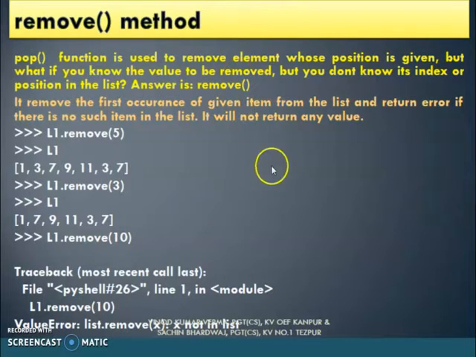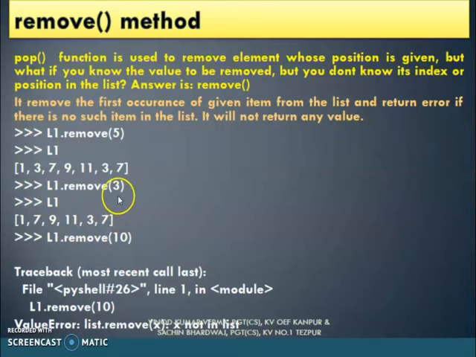It will not return any value. The remove method does not return any value. It only removes the first occurrence of the given item from the list. If there is no such item, then it will raise an error. See here, L1.remove(5). L1 is 1, 3, 7, 9, 11, 3, 7. The list is given here.